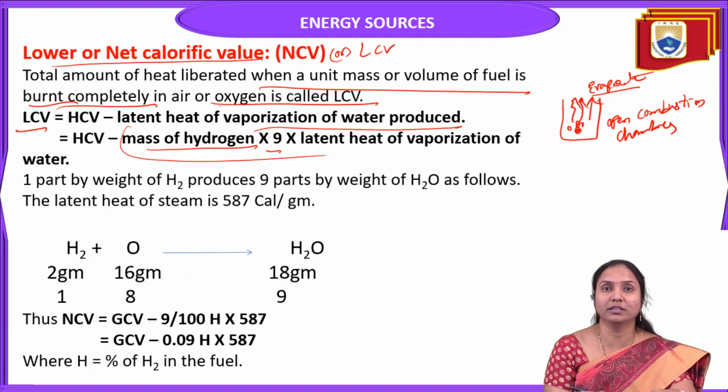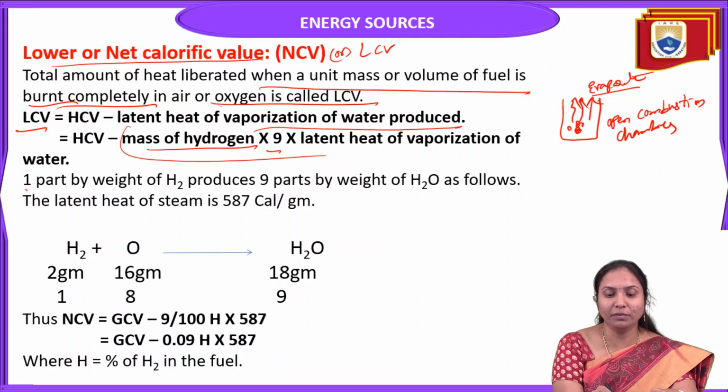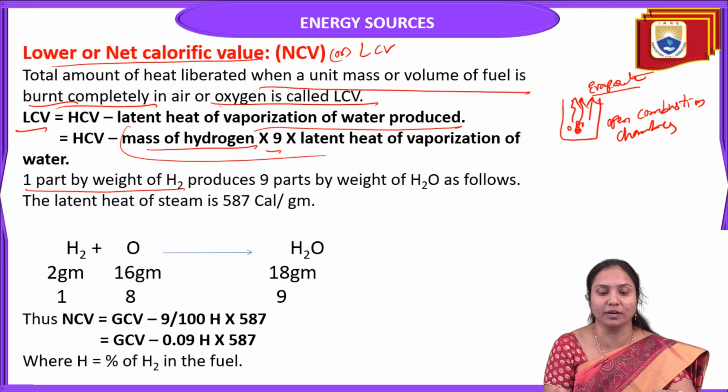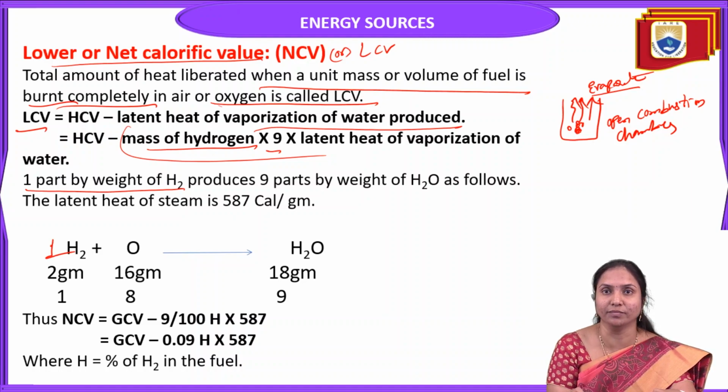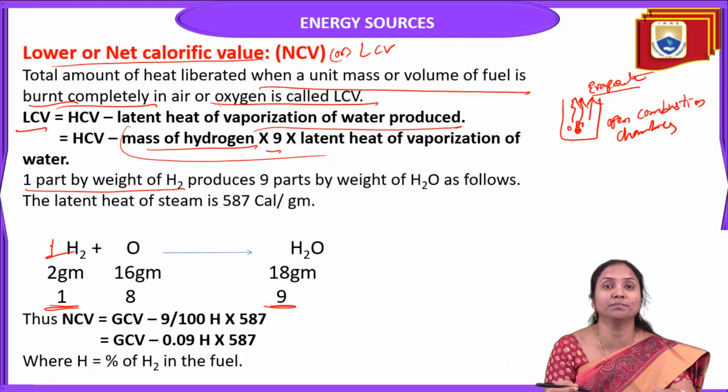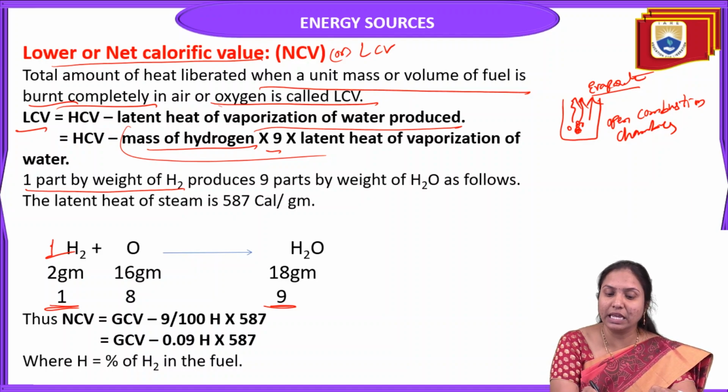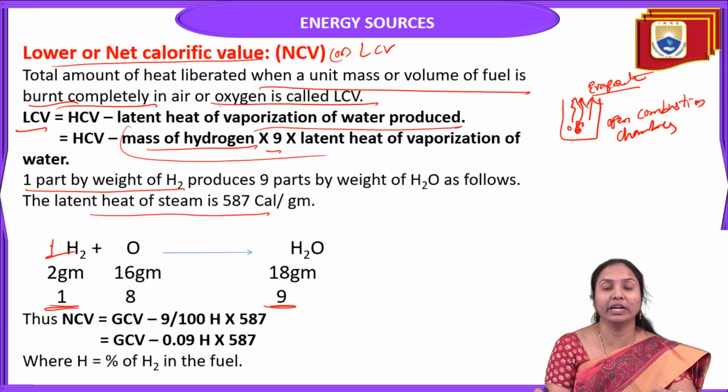So how can you calculate this LCV? For example, see the reaction: 1 part by weight of hydrogen produces 9 parts by weight of water. So the latent heat of steam here is 587 calories per gram.